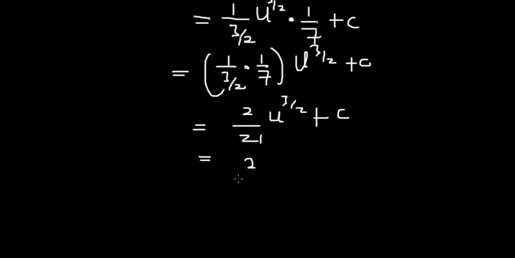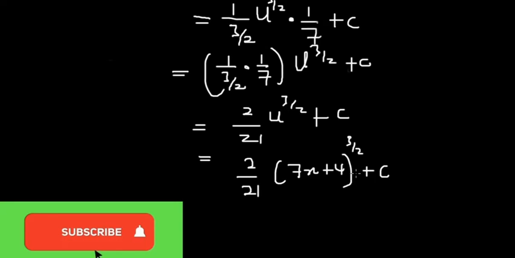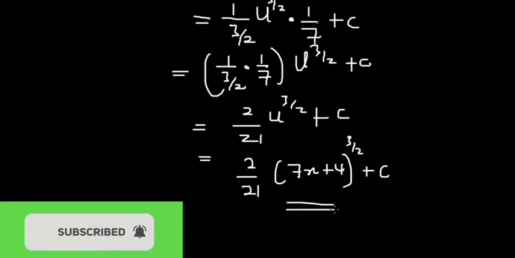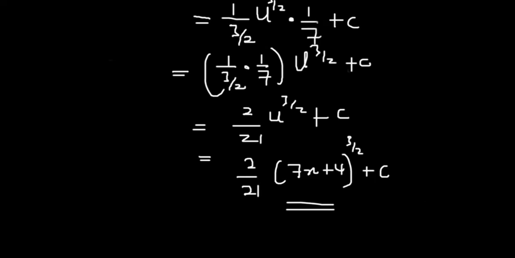We have 2 over 21, and then we have 7x plus 4 exponent 3 on 2 plus c, because you know that u is already 7x plus 4, and that is raised to the power of 3 on 2. So that's the same thing over here. So this is the final solution. That's the final.